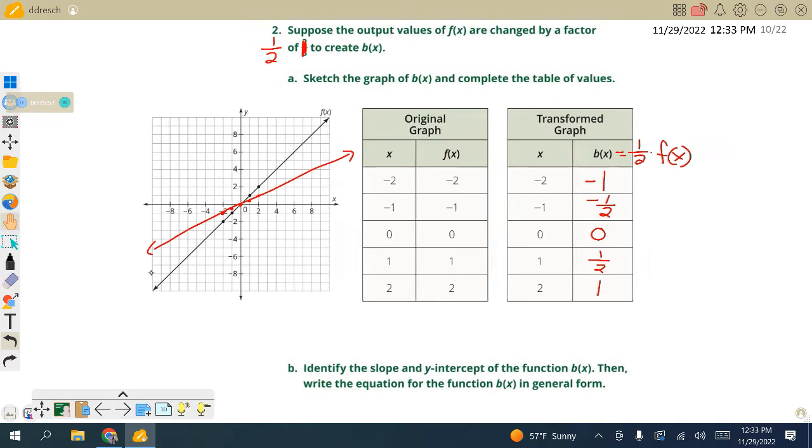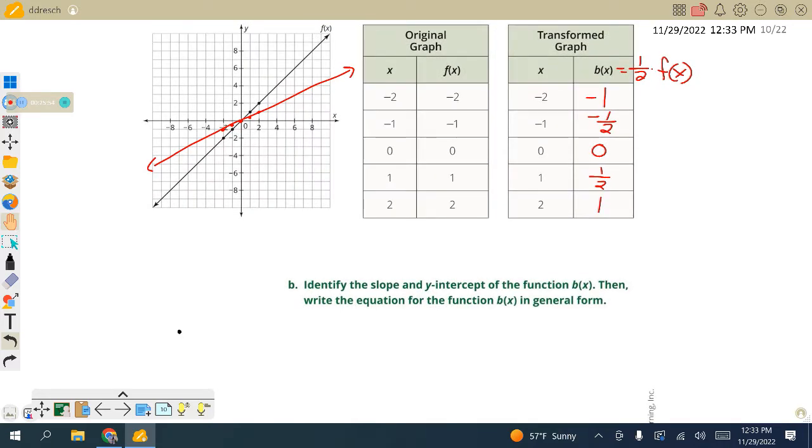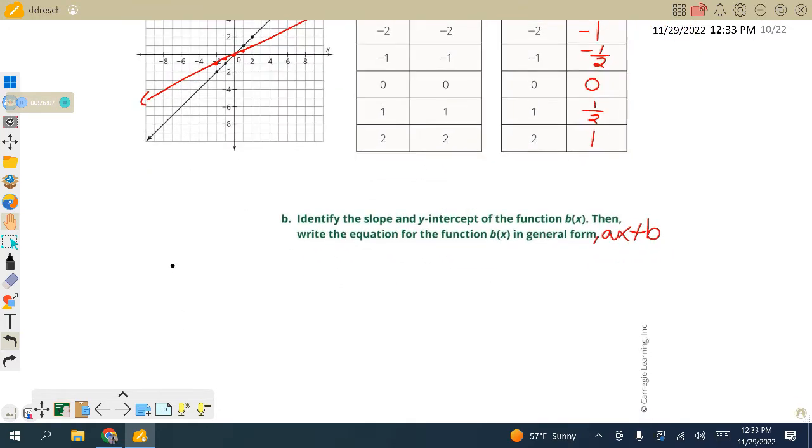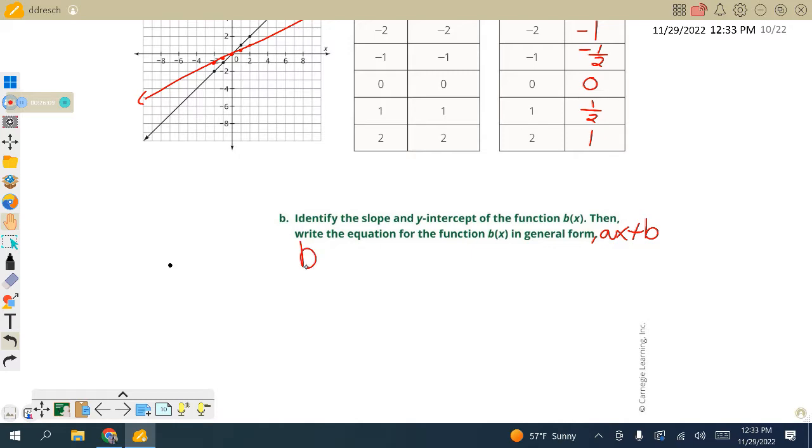Now, let's finish this off. Write me the equation again of that new function we created, sorry. So it's b of x equals the slope plus the y-intercept. So what is the slope for that b of x? Yeah, it is a half.